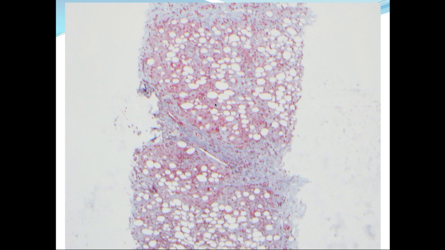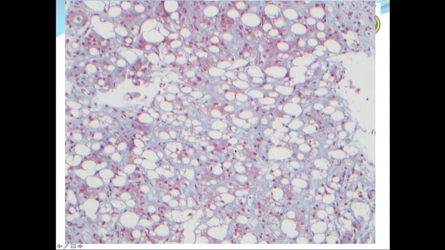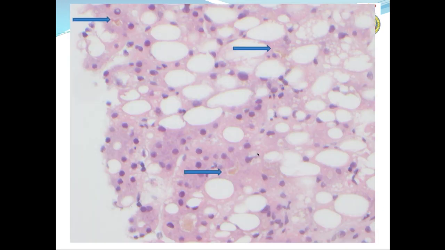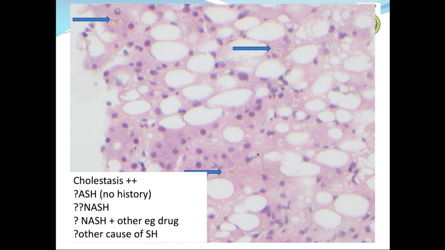This trichrome's a little pale, but again, I think you can appreciate that there's really quite marked zone 3 pericellular fibrosis. And another feature was some quite marked cholestasis. So, it's steatohepatitis. Is it alcoholic steatohepatitis? The patient had no history of alcohol ingestion. Is it NASH? Is it NASH with some other compounding or additional insults such as drugs? Or is it some other cause of steatohepatitis altogether?